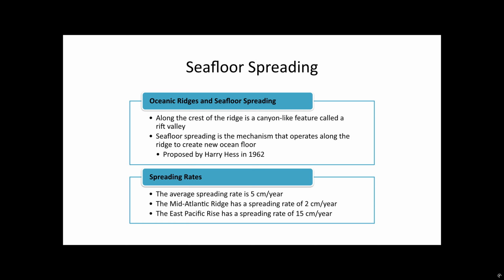Now, spreading rates vary depending on the boundary where the spreading is occurring. The average global spreading rate is 5 centimeters per year. But the Mid-Atlantic Ridge, for example, has a spreading rate of 2 centimeters per year. That's about as much as your fingernails will grow in a 1-year time period. But the East Pacific Rise has a spreading rate of 15 centimeters per year. And we will discuss why these differences occur later in the lecture.